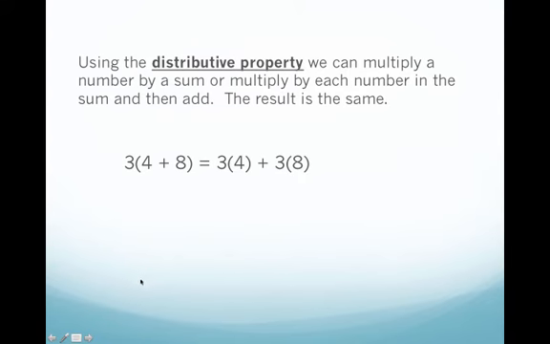We could also distribute that by multiplying the 3 times the 4, and then the 3 times the 8, and add those two quantities together. So 3 times 4 plus 3 times 8, and again 3 times 4 is 12 plus 24 for the same 36. Okay, so all we've done is distribute that 3 to the 4 and the 8, and we're going to be using this a lot when we start working with linear equations.